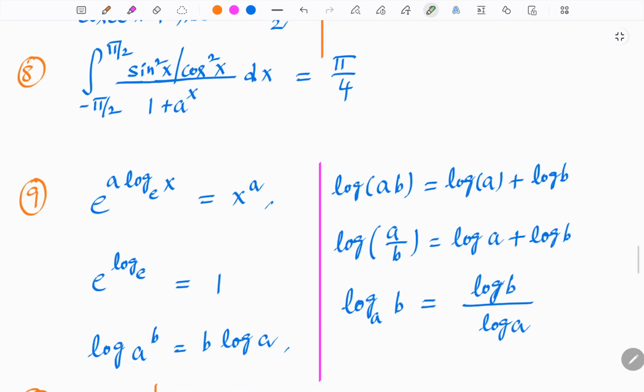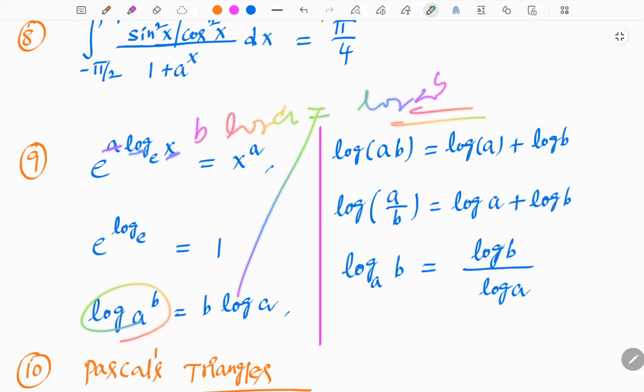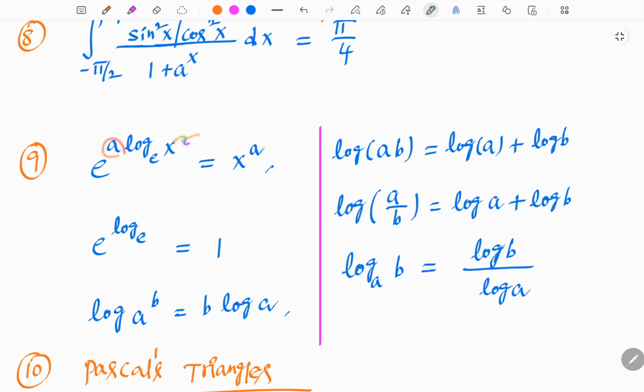Clear? Make sure, students. Next, e power a log b. We know, right? E power log b, what is this answer? And also, students, log a power b, it looks like log a power b they wrote, right? So b log a can be written as log a power b, right? By using this property, we can write this a is this side, e power log e goes to 1, then x power a will come.